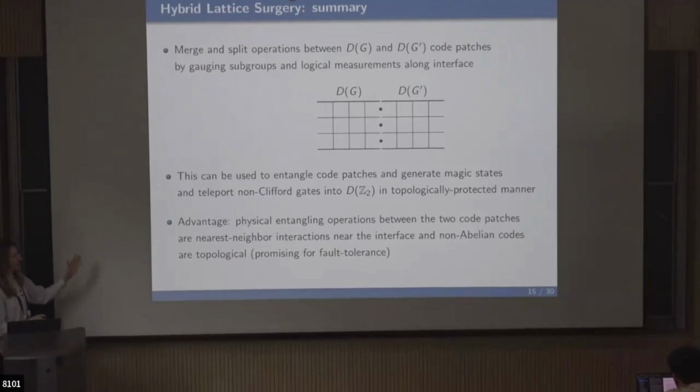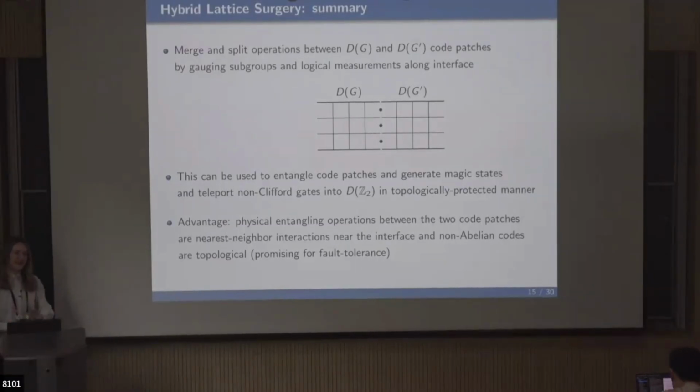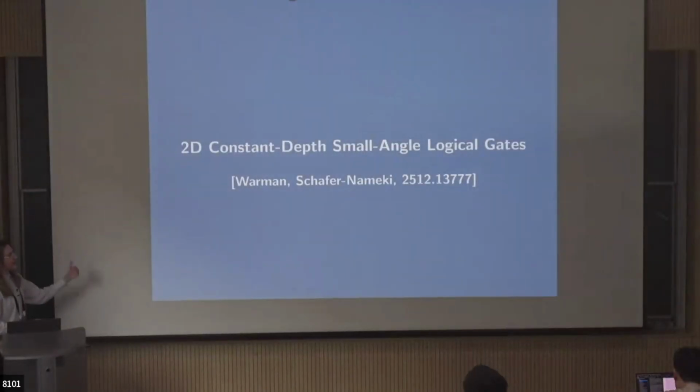Yeah, we'll discuss the decoder, like the error correction, in the third part of the talk. So first I'm discussing the ways to get the logical gates, and then we'll discuss the error correction. Okay, now let's see a different approach, which rather than using lattice surgery, creates these constant depth logical gates.